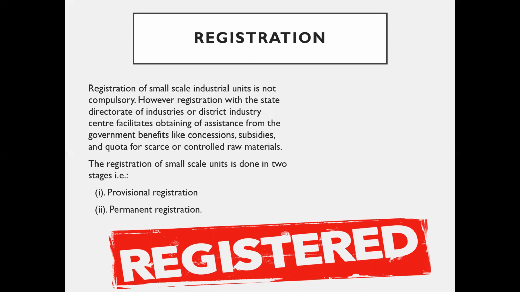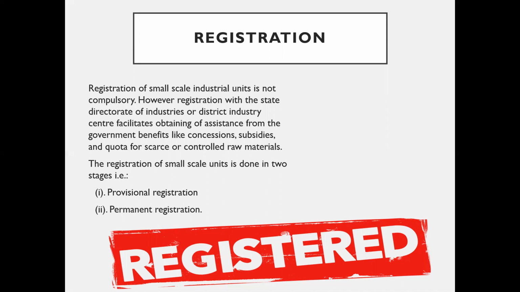The registration of small scale units is done in 2 stages. One is the provisional registration, the other is the permanent registration. To understand the meaning of provisional registration, a potential entrepreneur can go in for provisional registration even if he is only planning to set up his unit. In order to get registration, an application in the prescribed form is to be submitted. The provisional certificate is issued within a week of applying, except where the proposed unit needs raw materials which the government has declared non-available due to shortage.